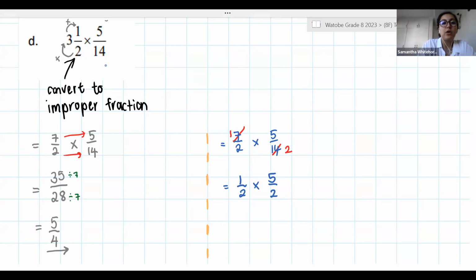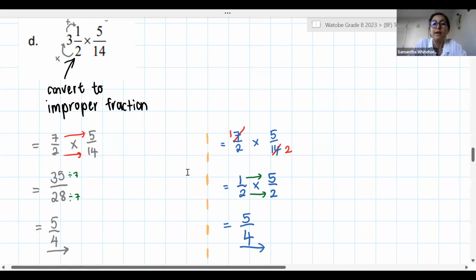Now when we multiply those fractions, I've got 1 times 5 and 2 times 2. We know that 1 times 5 is 5 and 2 times 2 is 4. So you get exactly the same answer. It really doesn't matter how you choose to do it. You must do what you're more comfortable with. So if you're cross cancelling, that's the blue sort of working out.